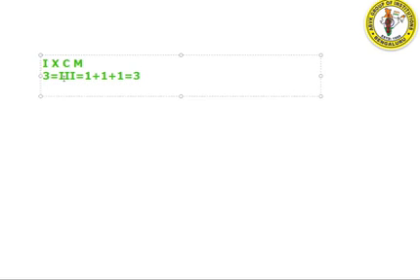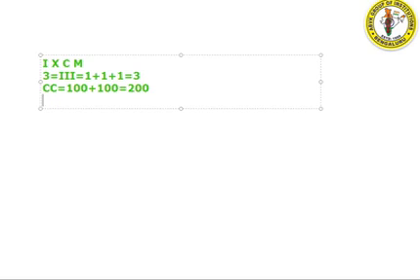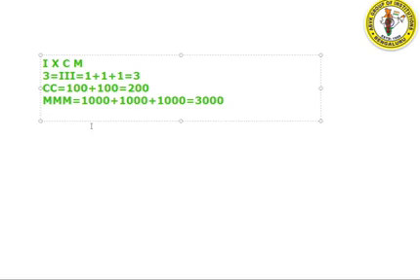Let us see C. If I give two C's, what is the value of this? You know the value of C is 100, and again 100, so 100 plus 100 gives you 200. If you write two C's, the value is 200. Same way M also. I will write M three times. You know the value of M is 1000, so you have to add 1000 three times, which gives you 3000.